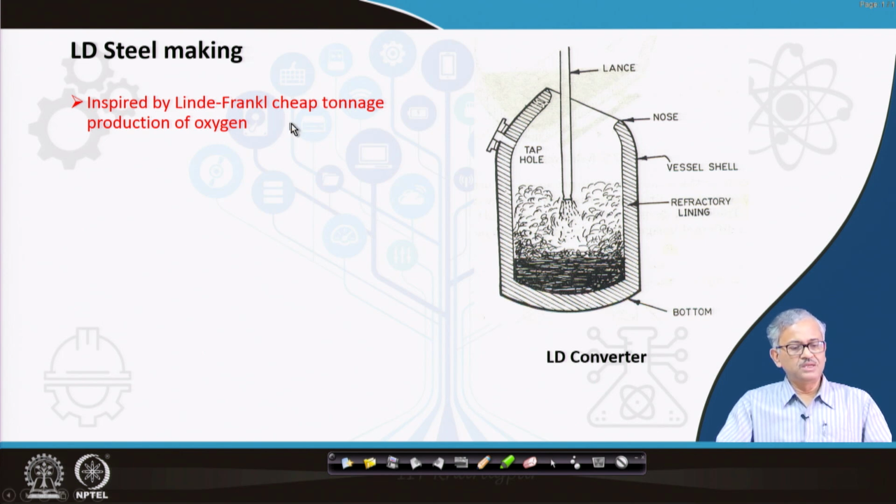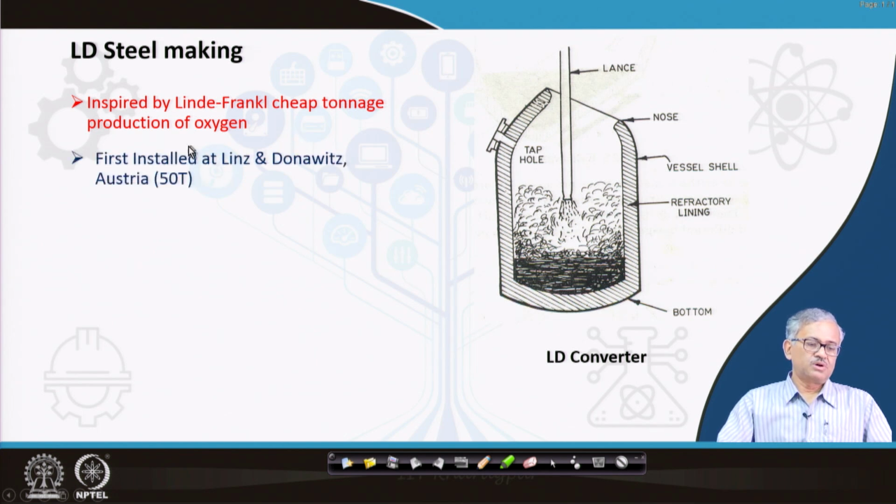Okay. And this Linde-Frankel process, you know, is basically oxygen produced from air by fractional distillation, but with some process innovation. That is why this process is very cheap. And it was first installed at Linz and Donau. This is the name of the place in Austria, and that is why it is also called the LD process. Actually, it is the basic oxygen process, called the LD, Linz. L stands for Linz and D stands for Donau, and these are two places in Austria, and initially it came with a capacity of 50 ton only.